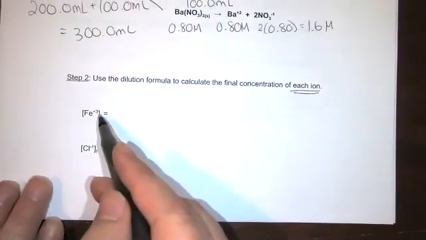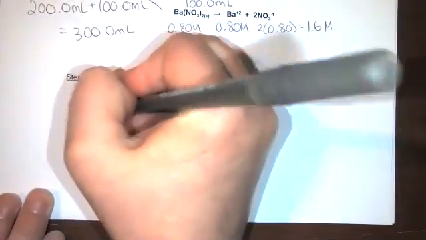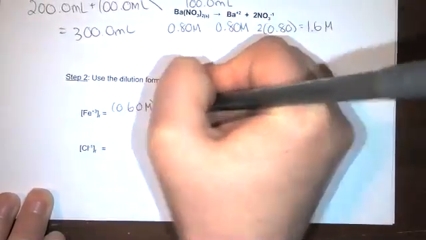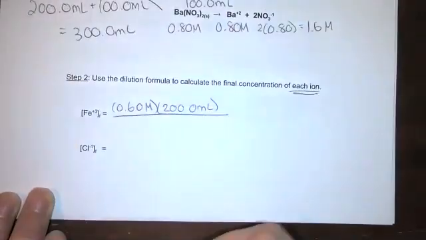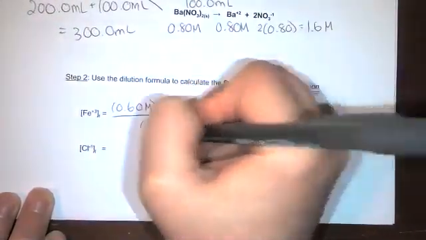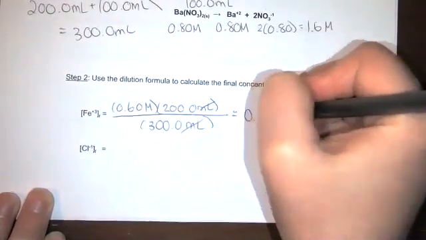So for my concentration of my iron, I started with 0.6 in a 200 milliliter solution, and I'll divide it by my total volume. See how this is also milliliters, so those cancel out. And I find that my final concentration after dilution was 0.4.